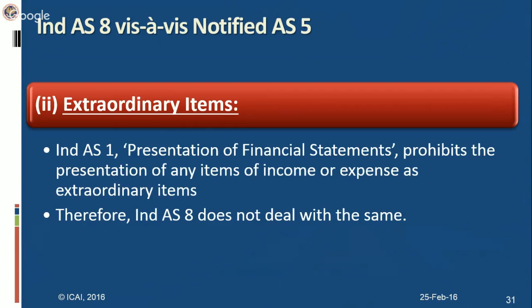What about extraordinary items? As we know, notified AS 5 clearly says about the extraordinary item, but in Ind AS, I have told you the extraordinary term is not there. They do not use the terminology of extraordinary items. Ind AS 1, presentation of financial statements, specifically prohibits the presentation of any item of income or expense as extraordinary item. So the terminology in itself is vague for Ind AS, but we are using it. This is the main difference between both standards.